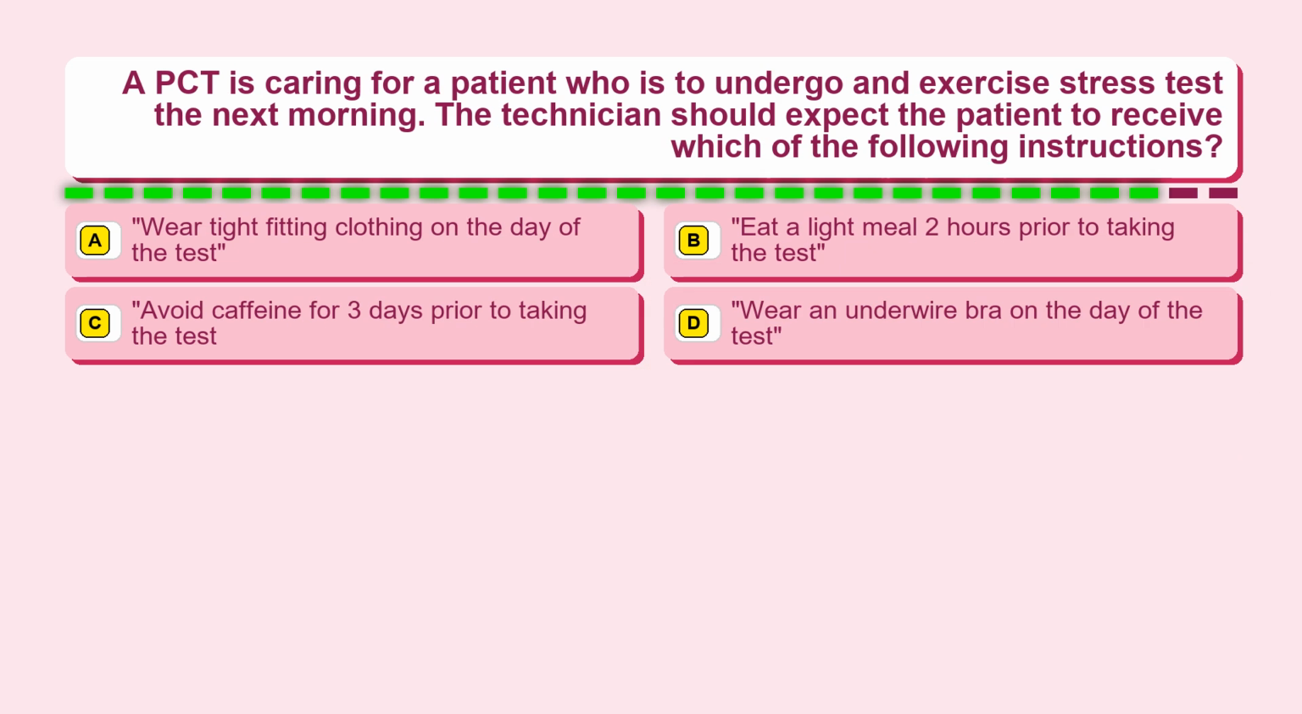Question 51. A PCT is caring for a patient who is to undergo an exercise stress test the next morning. The technician should expect the patient to receive which of the following instructions? Option A, wear tight-fitting clothing on the day of the test. Option B, eat a light meal 2 hours prior to taking the test. Option C, avoid caffeine for 3 days prior to taking the test. Option D, wear an underwire bra on the day of the test.